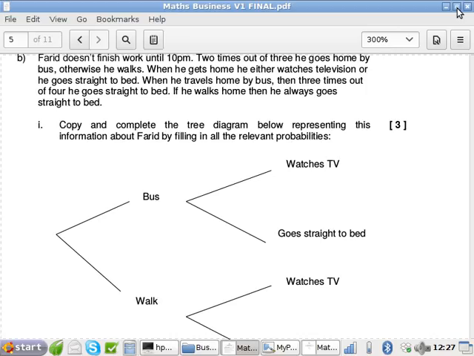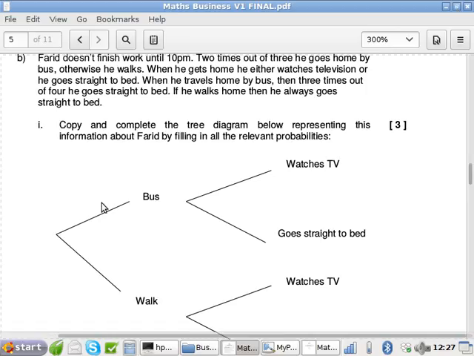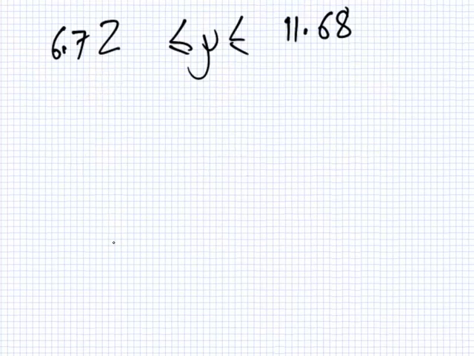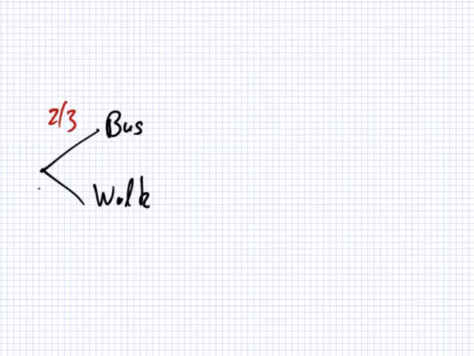Finished, Tommy? Okay, will we have a look at this one then? Farid doesn't finish work until 10 p.m. 2 times out of 3 he goes home by bus. So that means here is 2/3 and here is 1/3. Let me just draw that first. So first is bus and the second is walking, 2/3 and 1/3.